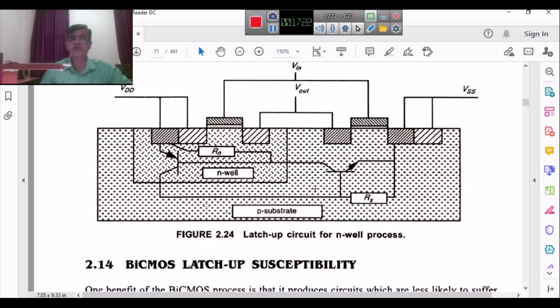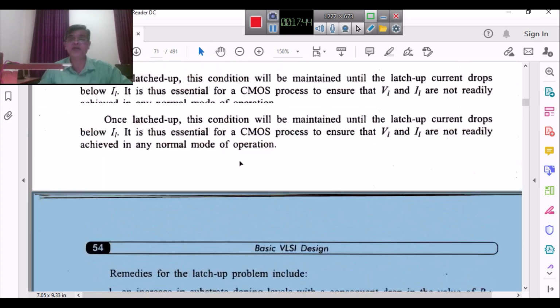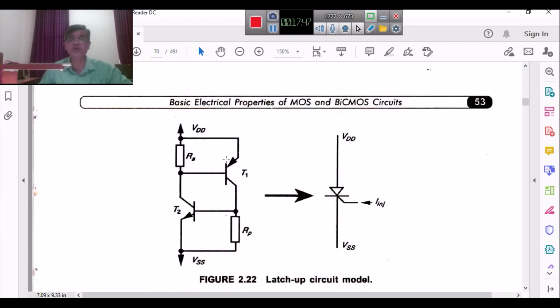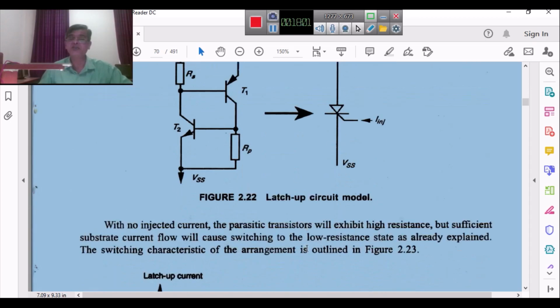Similarly, just see latchup in the case of your N-well structure. In the P-well, we have seen an NPN transistor. In the N-well, a PNP transistor is formed. See, this is also exactly the same. The only thing is, in this model, your PNP becomes NPN here, and here the NPN becomes PNP. That's all. Rest all is the same, and VDD and VSS are interchanged. And here also the same thing occurs in the case of your N-well structure.